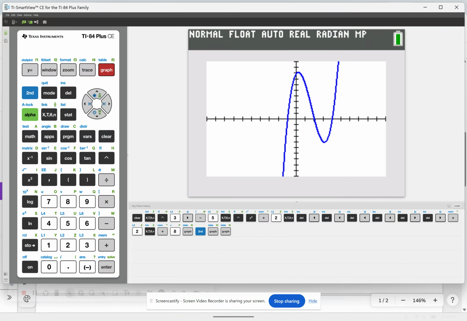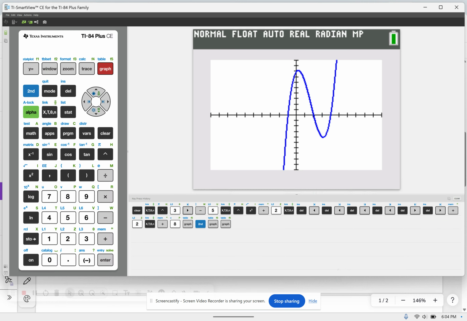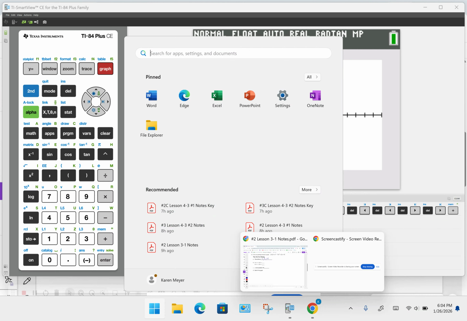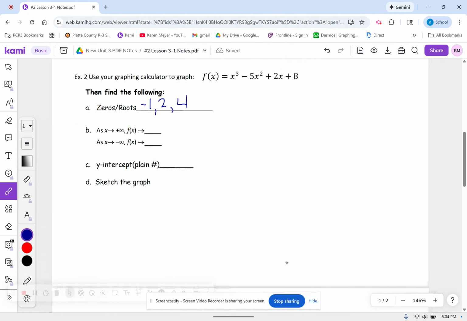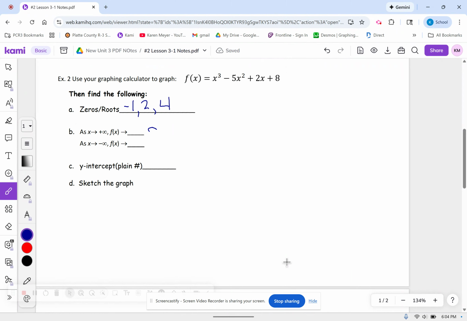So now let's go back to the picture. Okay. On the right side, do you notice that the graph is pointing up? So if the graph is pointing up, that means on the right side, the end behavior would be going to positive infinity. So here on the right side, I'm going to put positive infinity.